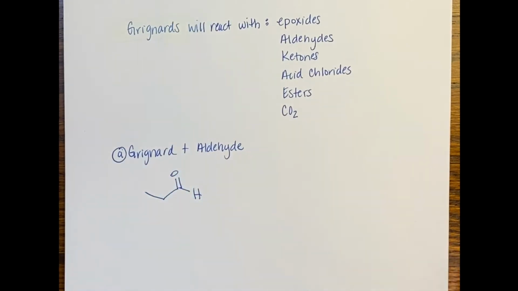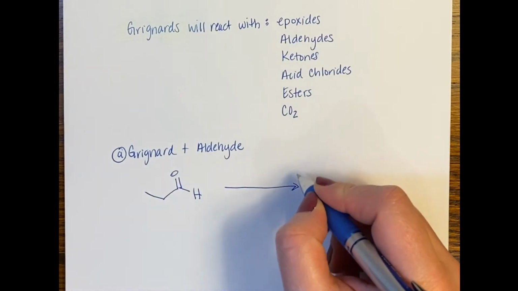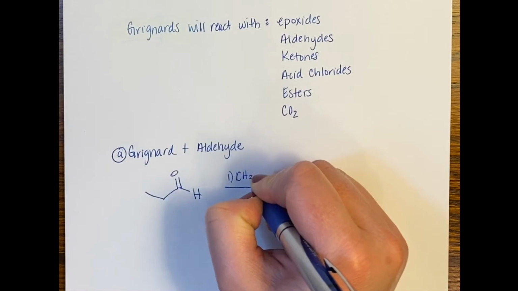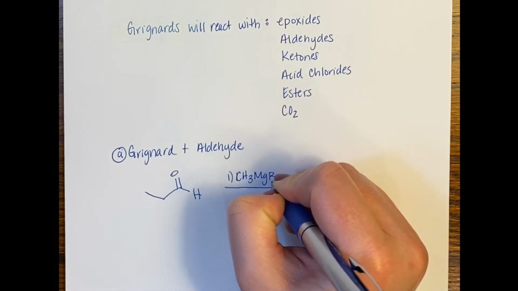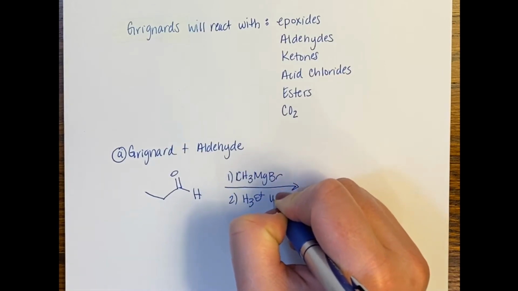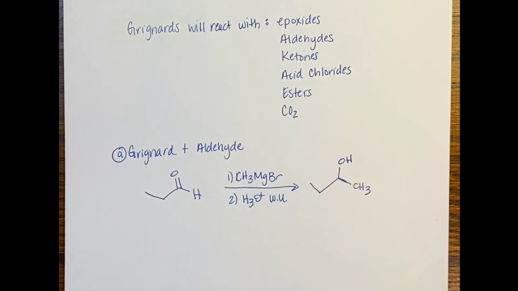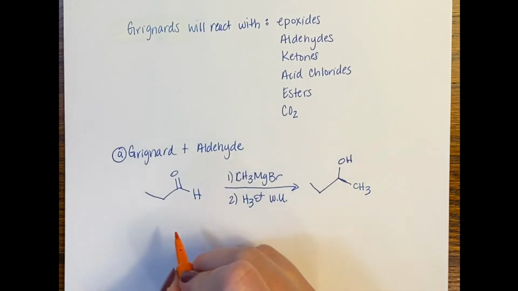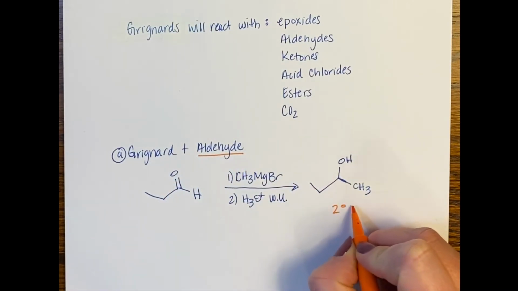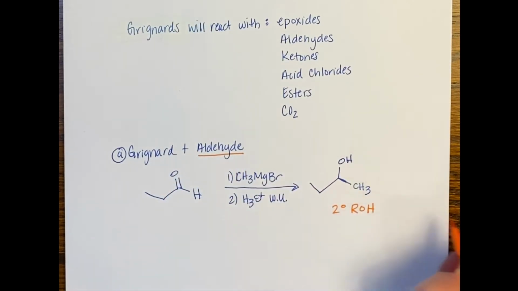So if I have an aldehyde like this one, I could treat it with methyl magnesium bromide, followed by an acid workup, and the product that I get out of that reaction is a secondary alcohol that looks like this one. So I'm starting with an aldehyde as my starting material. The product that I get out of the reaction is a secondary alcohol.